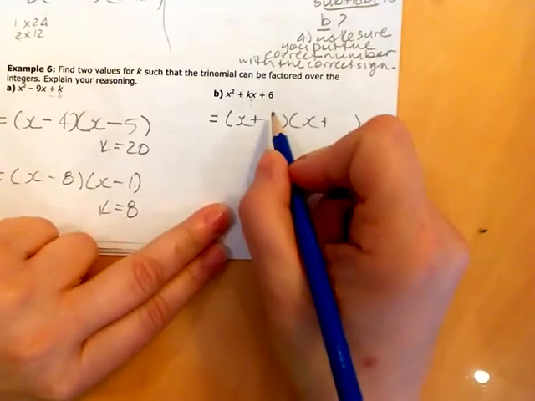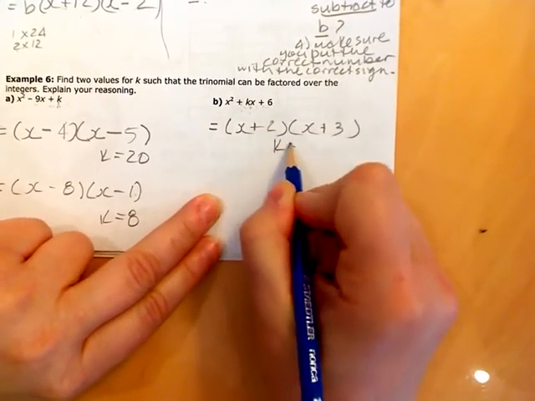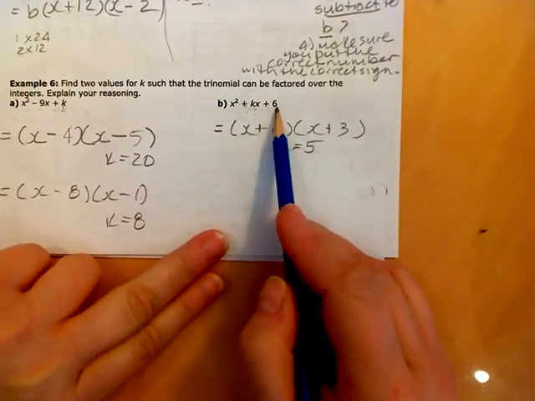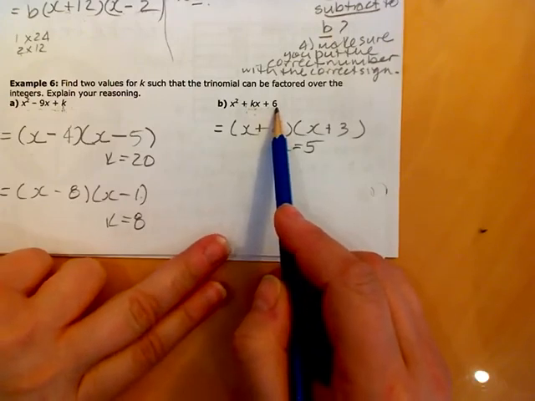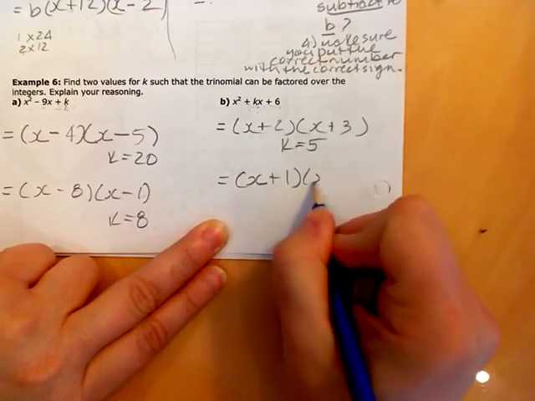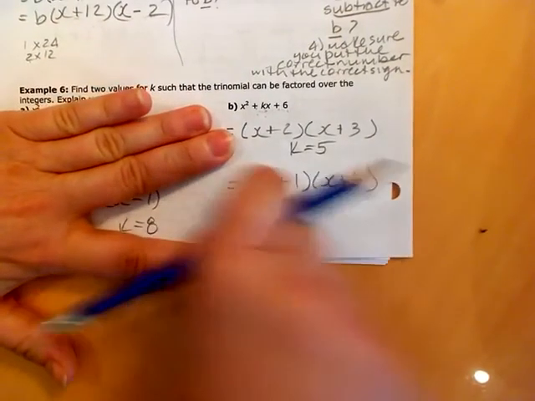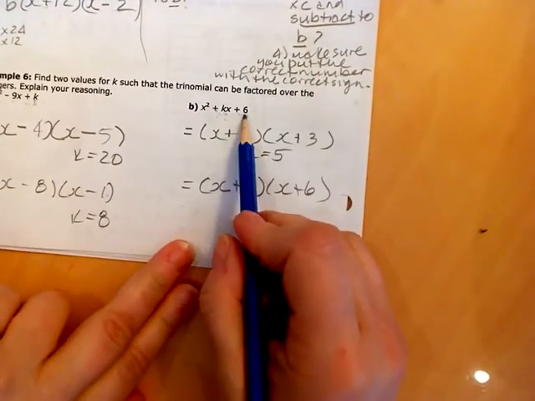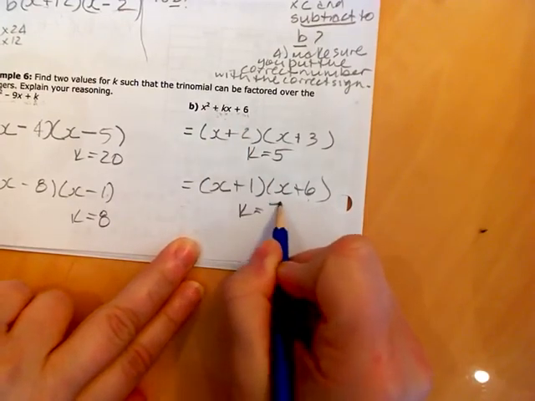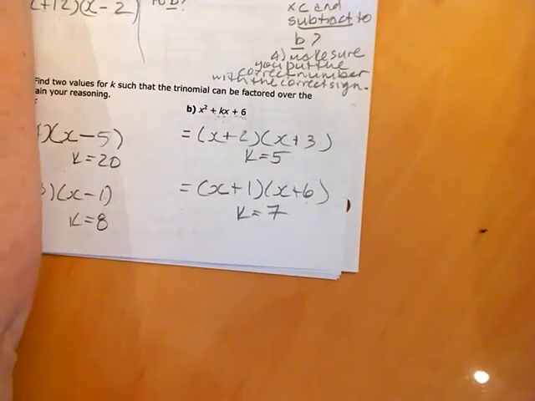Okay, and 2 and 3 add to what? They add to 5. Let's do another one. What two numbers multiply to 6? Well, 6 and 1 multiply to 6. Okay, x plus 1 and x plus 6. So when we have that, two numbers that multiply to 6, what do those add to? Exactly, they add to 7. There we go. That's factoring trinomials with a equaling 1.